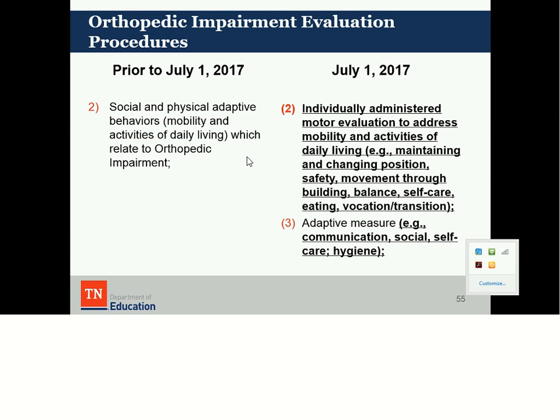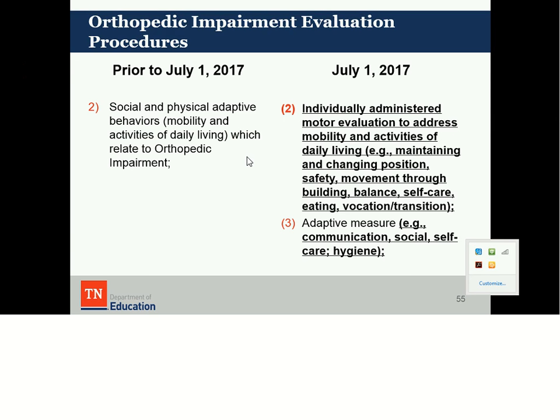Previously, a motor evaluation was not included in the evaluation for orthopedic impairment, so that was added to make sure that we're addressing the student's orthopedic needs. That motor evaluation would address mobility and activities of daily living. Depending on the student, that might be an occupational therapy evaluation, it might be a physical therapy evaluation. It depends on the referral needs of that student. Some examples of things we're looking for are maintaining and changing positions, safety, movement throughout the building, balance, self-care, eating, vocation, and transition.